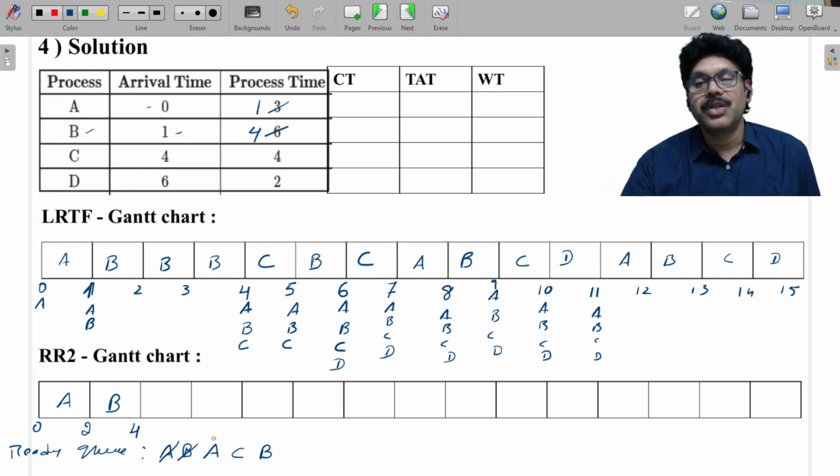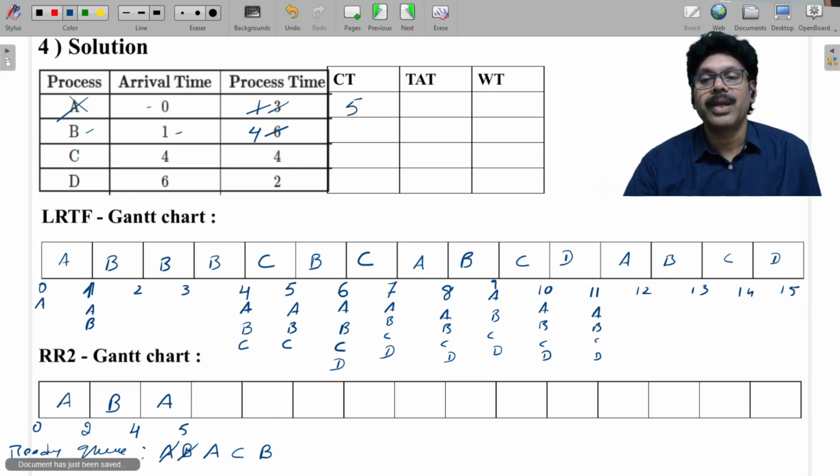B is not completed, so B will join the queue. In the queue order, A is there. A has balance 1. Actually, I get to execute 2 units, but I need only 1. At 5, A got completed, so remove it from the queue. Its completion time is 5. A need not be added into the ready queue because it's completed.